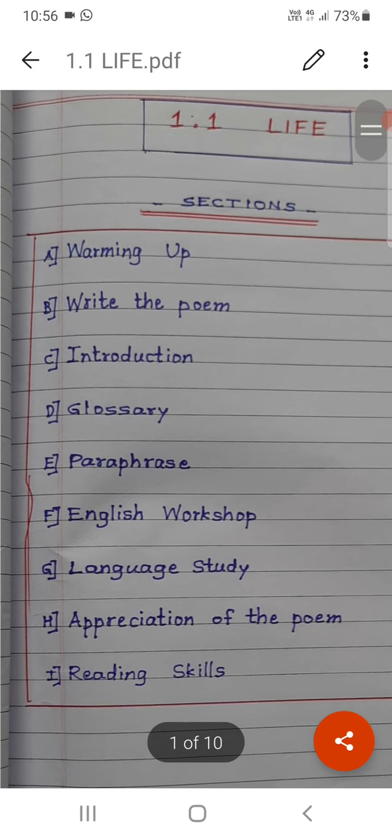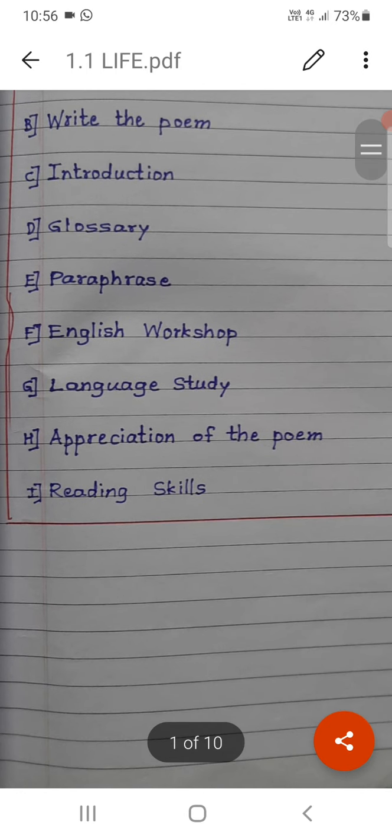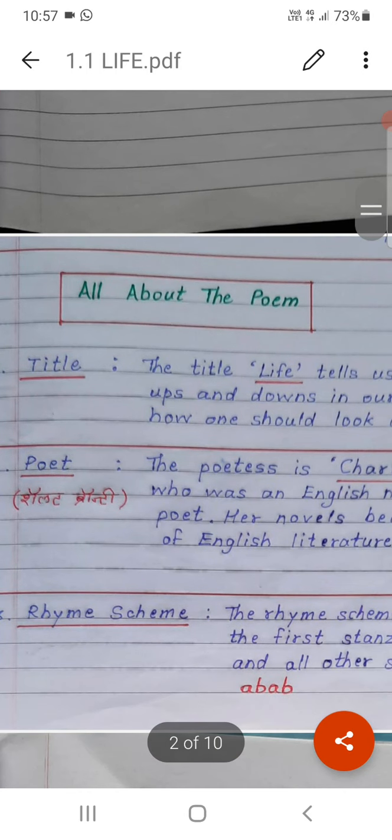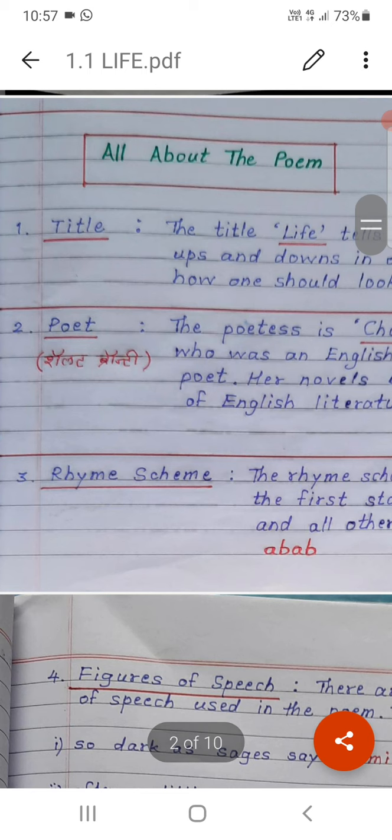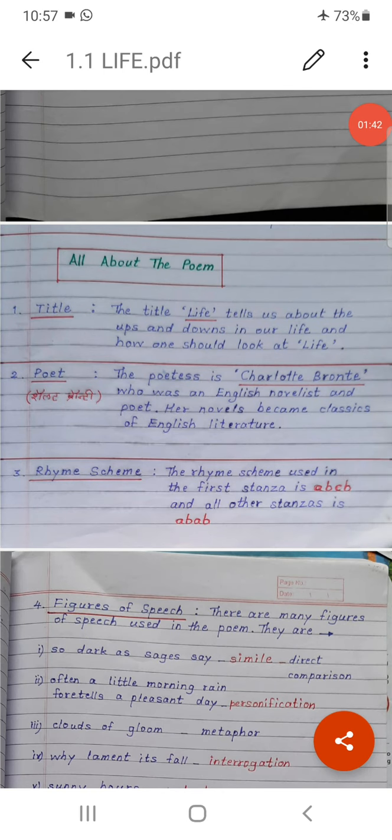In the prose section, we'll see what all sections are there during that time. So now, let's go one by one to each and every section. Before going to the sections which you are going to write in your notebook, let's see one thing here, all about the poem. Every time whenever we go through a poem, we are going to see this section that is all about the poem.